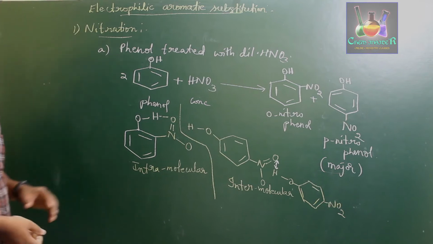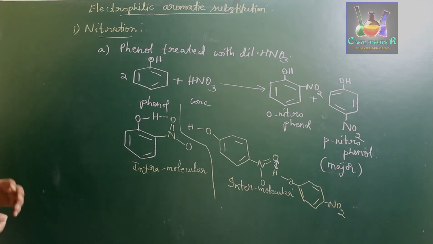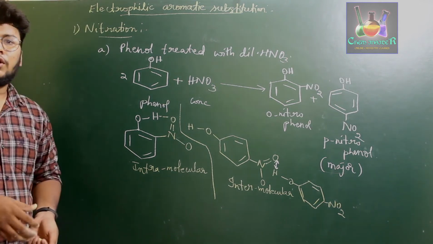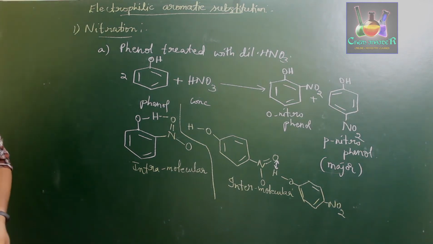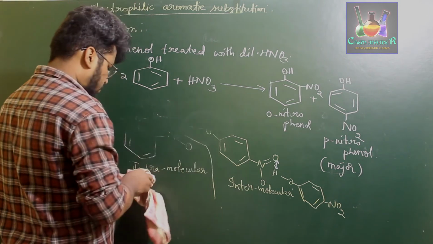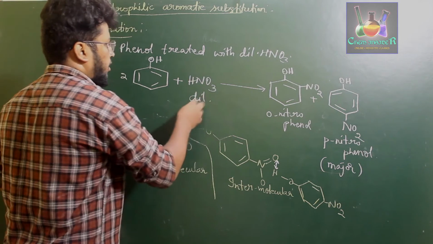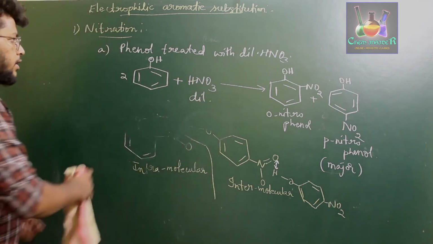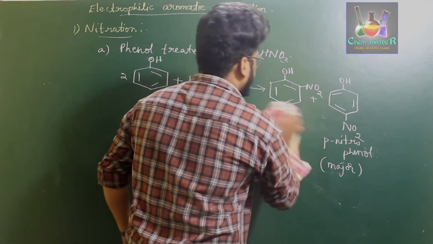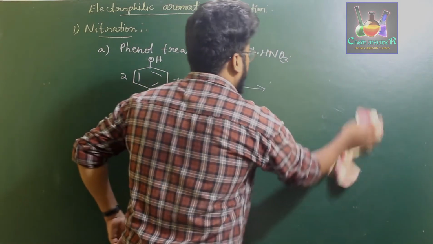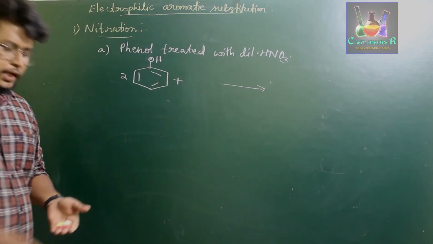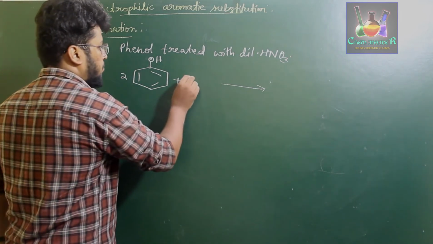Okay, so this is about when phenol is treated with dilute nitric acid. So what happens when you treat phenol with concentrated nitric acid? If you treat phenol with concentrated nitric acid, there will be complete nitration at the ortho and para positions.